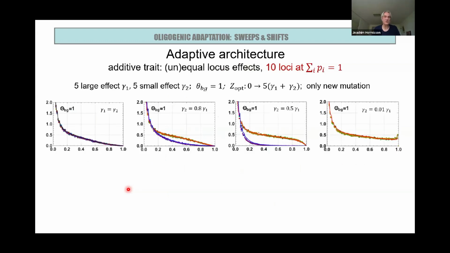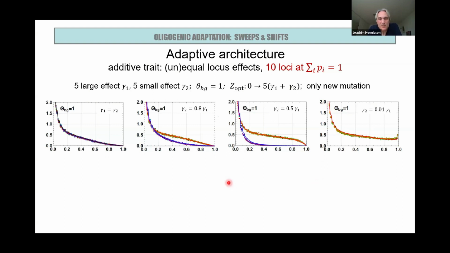Now another toy model, but now with 10 loci, and we assume we have 5 with a large effect and 5 with a small effect. And again, theta background rate of 1, that is the most interesting case for oligogenic adaptation. And say the optimum, really a straight optimum, changes just from one side of the phenotypic range to the other side, also to keep it simple. And first of all, we only do new mutation.